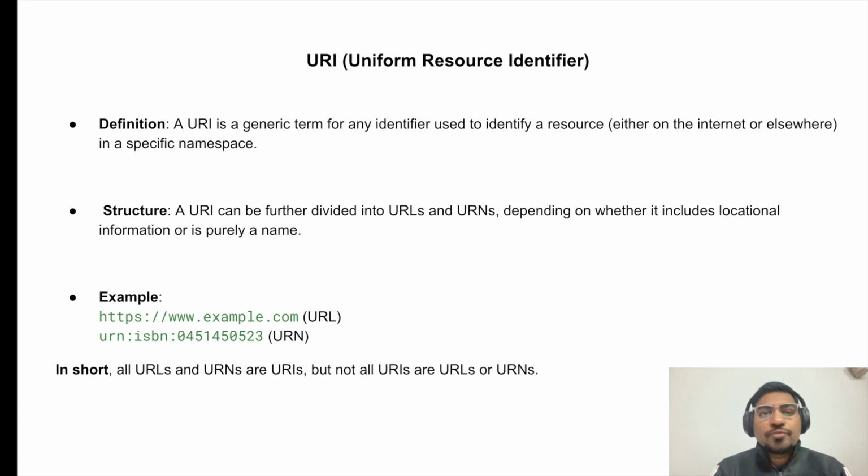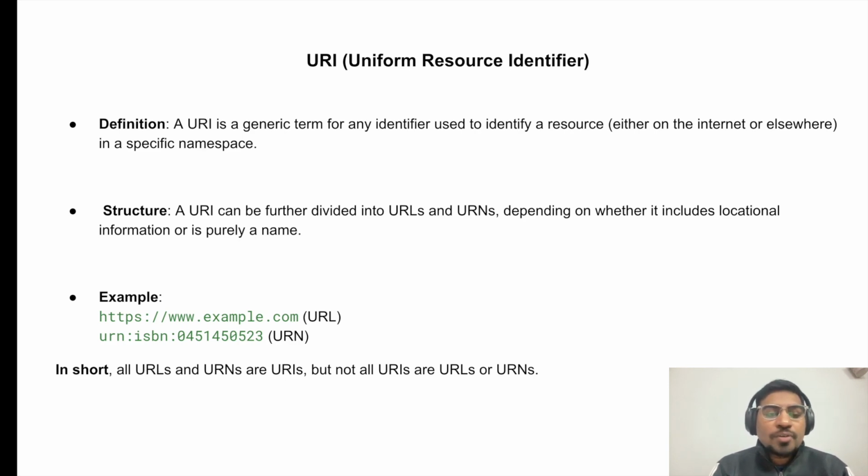So first one is URI. URI stands for Uniform Resource Identifier. So if I come to the definition, a URI is a generic term for any identifier used to identify a resource either on the internet or somewhere else or elsewhere in a namespace. So basically, URI is a broader term which includes URL and URN. So if something is present on the internet or elsewhere and you are trying to identify it, you can use a URI.